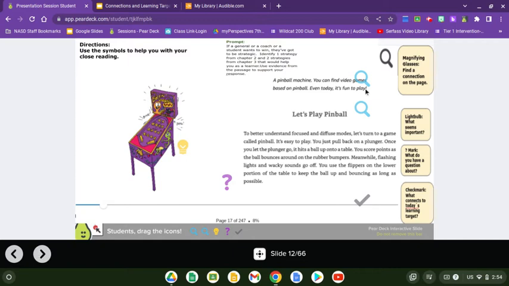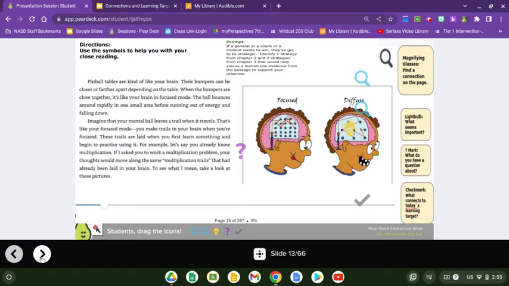Let's play pinball. Well, there's a pinball machine here. To understand focus and diffuse mode, let's turn to the game called pinball. It's easy to play. You just pull back on a plunger. Once you let go of the plunger, it hits a ball up onto the table. You score points as the ball bounces around on the rubber bumpers. Meanwhile, flashing lights and wacky sounds go off. Use the flippers on the lower portion of the table to keep the ball up and bouncing as long as possible. Right? So pinball is going to help us understand a strategy using focus and diffuse modes.